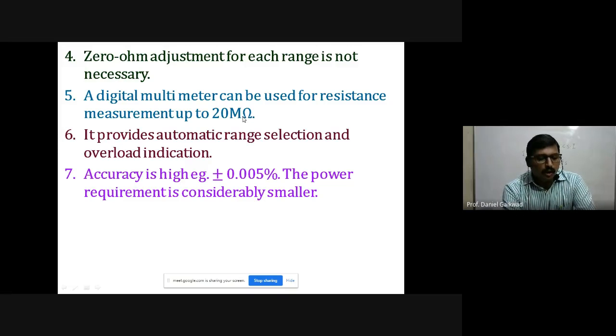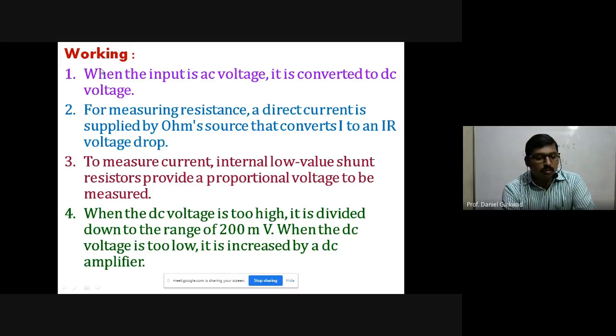Okay. Now how does the digital multimeter work? We have the working part of the digital multimeter. Number first point: when the input is AC voltage, it is converted into DC. We have already discussed this part in the diagram. So AC is converted into DC for measurement. For measuring resistance, a direct current is supplied by the ohms source that converts I into an IR voltage drop. Now check carefully for resistance measurement: if you have to measure resistance, then direct current, meaning DC current, is supplied to the ohm source. Ohm source means resistance.